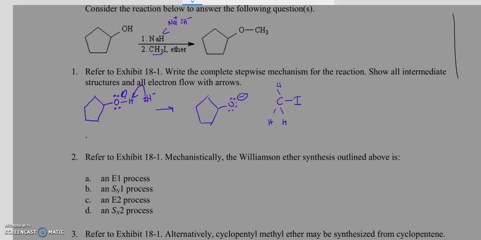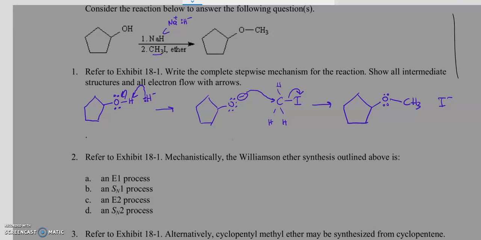This is methyl iodide. So this alkoxide is going to react with this carbon, and this iodine will leave, since carbon cannot have more than 4 bonds, right? And then we're going to get this. And then iodide will be left over with sodium, right? So this is the mechanism for reaction 1.